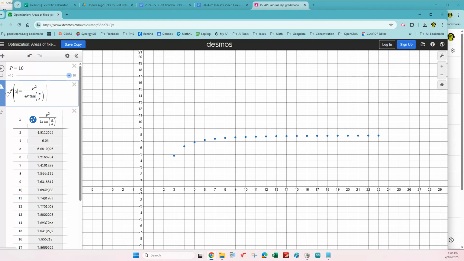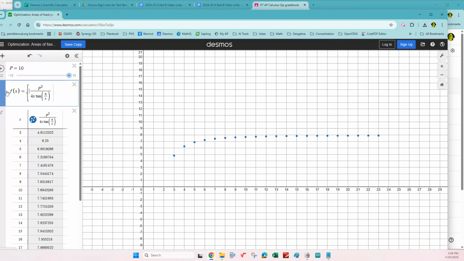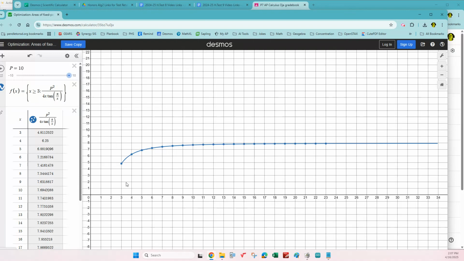f of x equals, and we would just do a function where we'd limit the domain, right? So we'd say x has to be greater than or equal to 3, how about? And that would be a little better, wouldn't it? Okay.